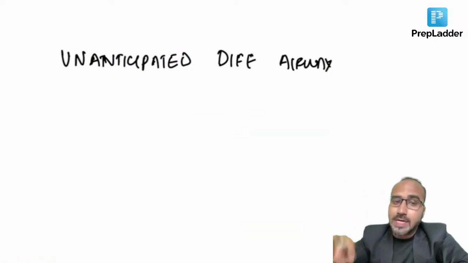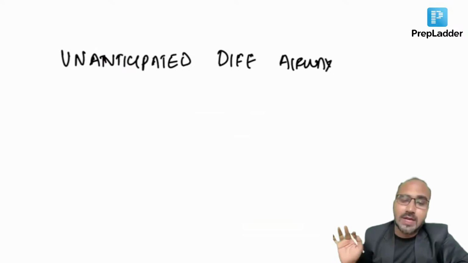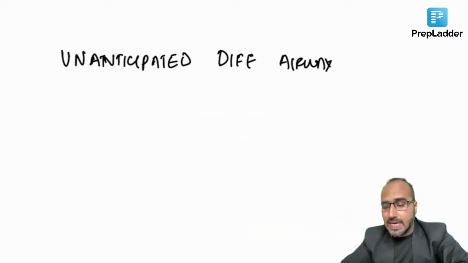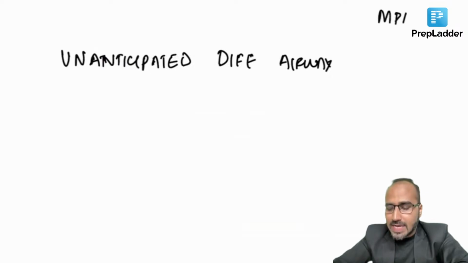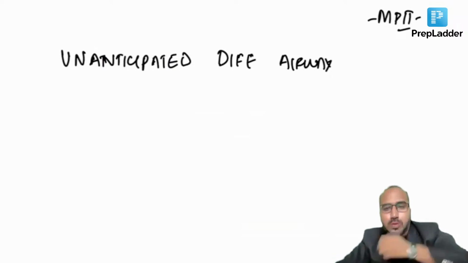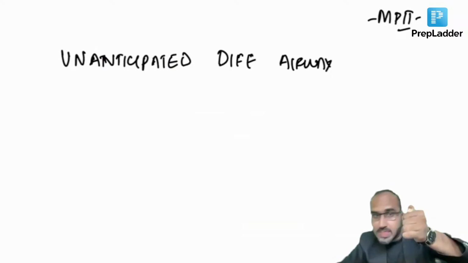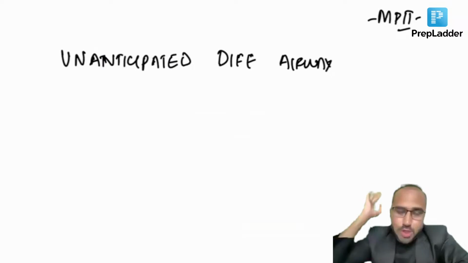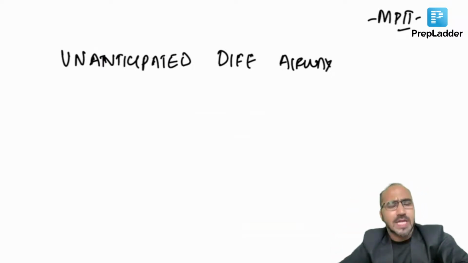Remember, guys, anticipated means you know that the patient is having a difficult airway. Now imagine a patient comes to you for a PAC and he has a Mallampati classification 2 airway, meaning he has an easy airway. And at the time of intubation, you are not able to find the vocal cords. Again, guys, this can also happen. Mallampati classification doesn't mean that he will surely have an easy airway. 90% of the time it will be easy, but sometimes it can be a difficult airway.